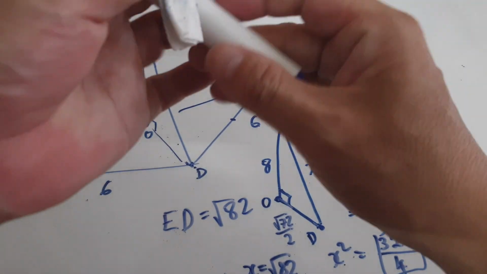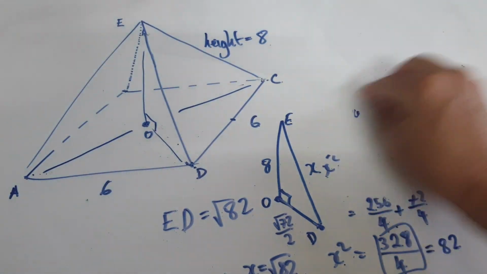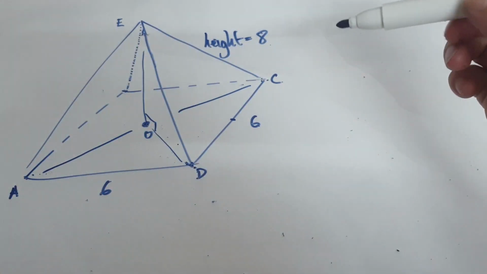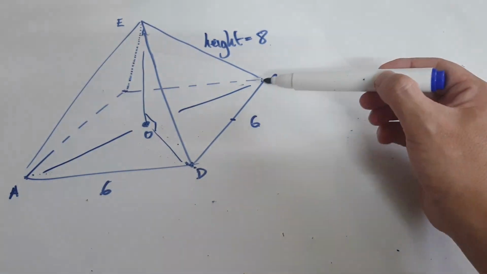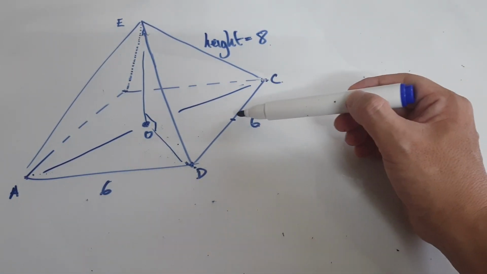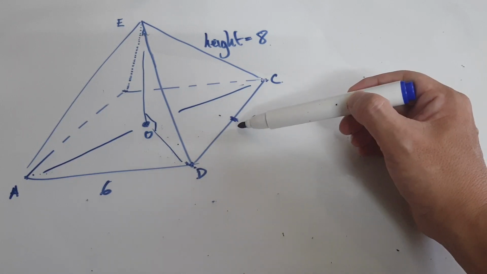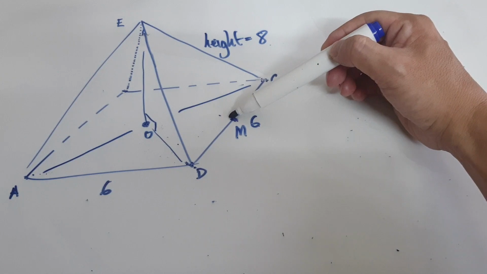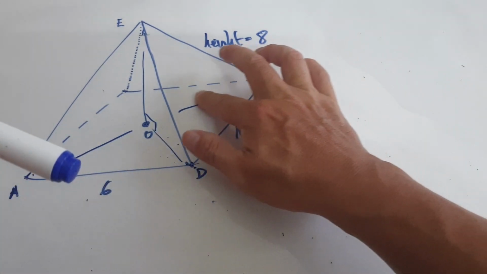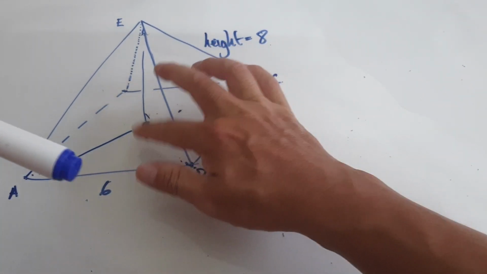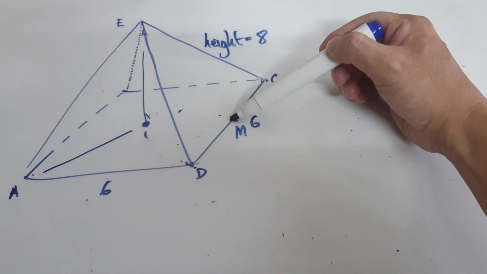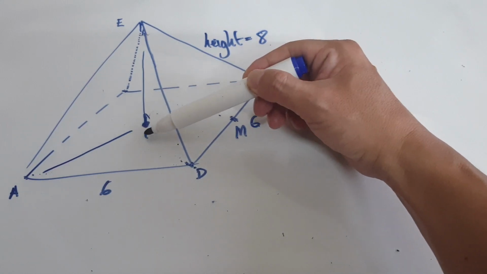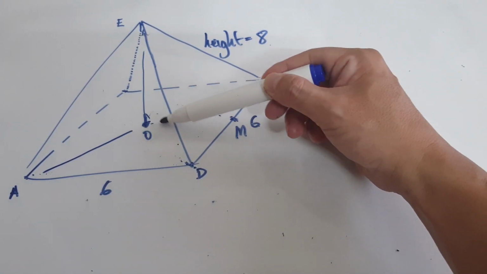Okay, so now the next one. Our next job is to find EM. So EM is halfway between C and D. So this halfway here would be M. So this is M here. Our job is to find the length EM. So to find EM, we're going to draw a vertical line straight to O, to the center here, O. And then from O, straight across here.